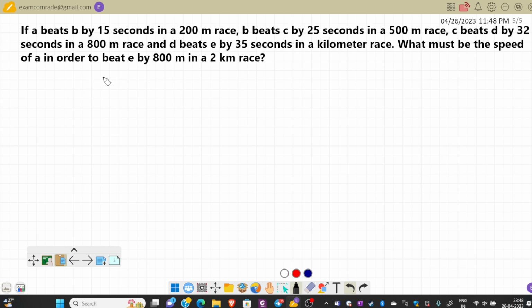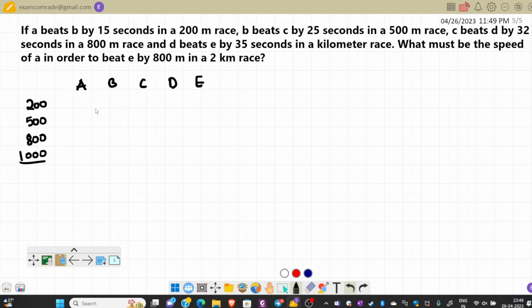Okay, let's see a tough question. There are, I think, 4 to 5 races in this question: A, B, B, C, C, D, D, E. So there are 4 races. One is of 200 meters, second one is of 500 meters, third one is of 800 meters, fourth one is 1000 meters. Finally there is a different case, a fifth race. Let's leave it aside.